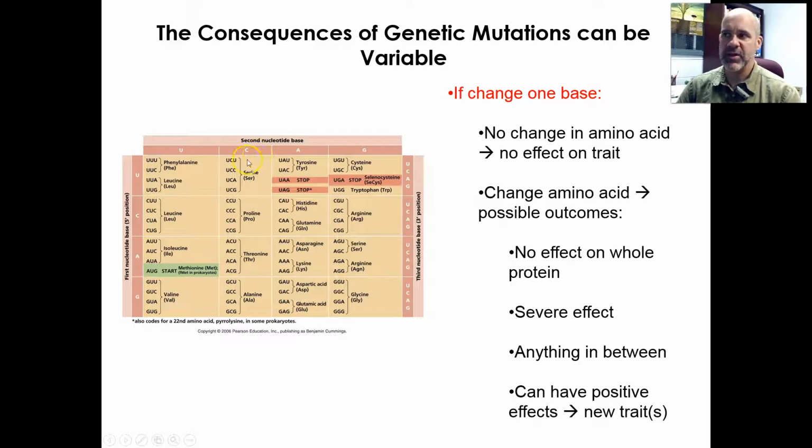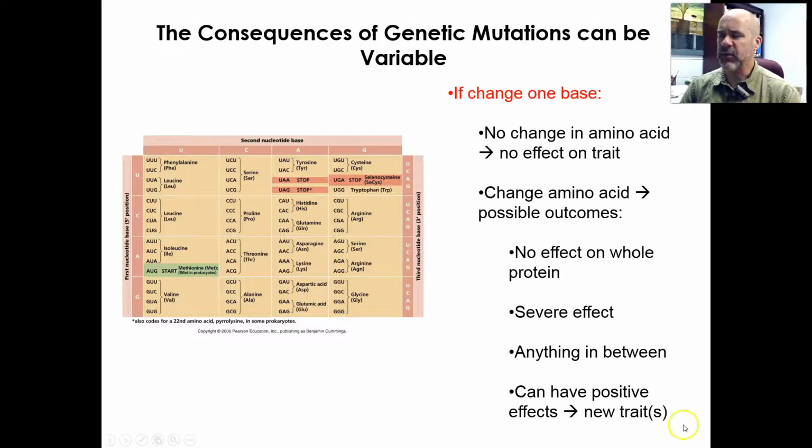That's a silent mutation. But if this UUU got changed to a UUA, UUA specifies leucine. That's a completely different amino acid. So we're going to call that a missense mutation because we've actually had an amino acid change in our protein. And again, just because you change an amino acid or even a few amino acids in a protein, you don't know what effect that actually has on the protein itself until it's observed or tested. It may have no effect. It could have dramatic effects or anything in between.